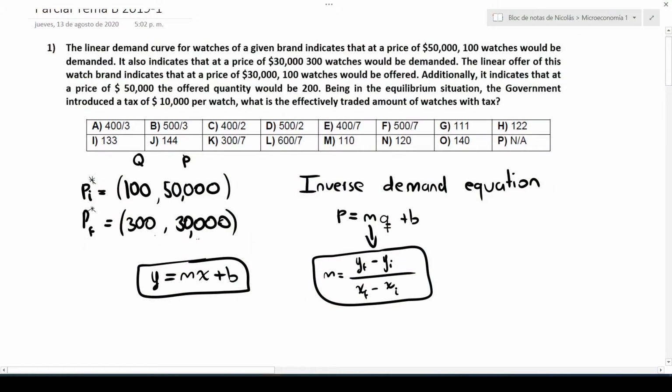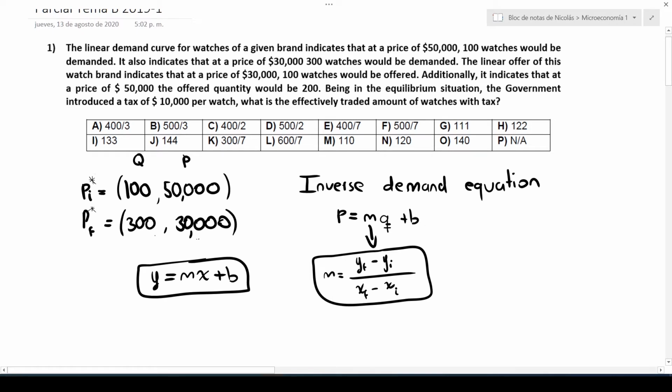I'm going to be solving point 1 of my group's exam step by step. So the point says, the linear demand curve for watches of a given brand indicates that at a price of 50,000, 100 watches would be demanded. It also indicates that at a price of 30,000, 300 watches would be demanded. The linear offer of this watch brand indicates that at a price of 30,000, 100 watches would be offered. Additionally, it indicates that at a price of 50,000, the offered quantity would be 200. Being in the equilibrium situation, the government introduces a tax of 10,000 per watch. What is the effectively traded amount of watches with tax?